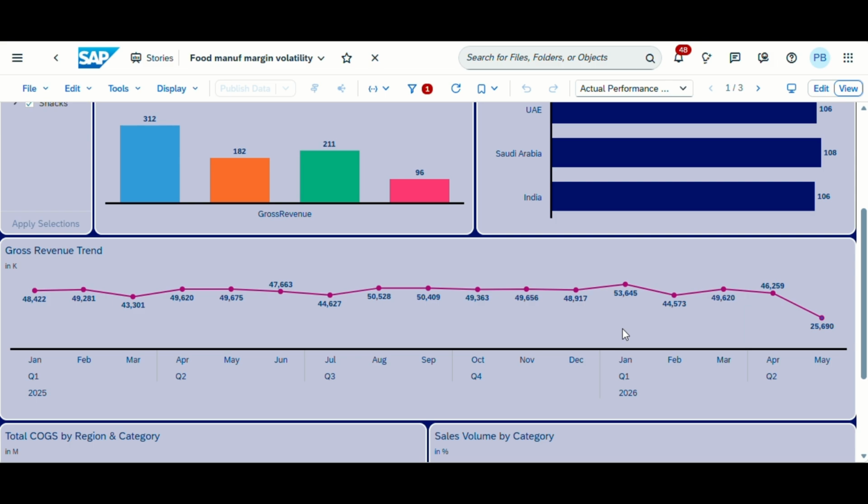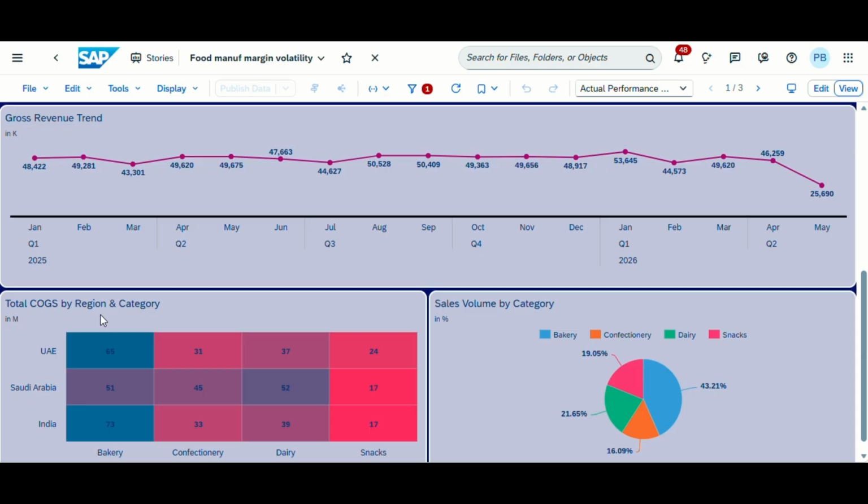Next comes total cost of goods sold by region and category. The total cost of goods sold by region and category heat map highlights manufacturing costs across different regions and product categories. For example, India records the highest bakery cost at $73 million. Saudi Arabia leads dairy at $52 million, and the UAE has the highest snacks cost at $24 million. These insights help identify areas where manufacturing costs can be optimized.